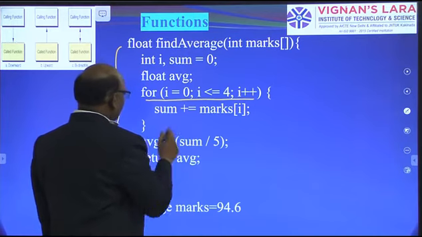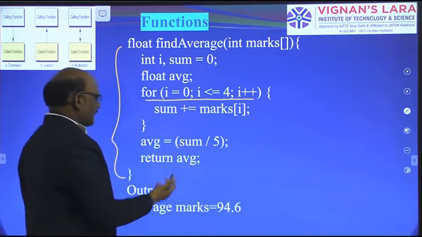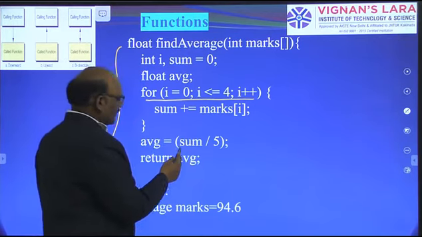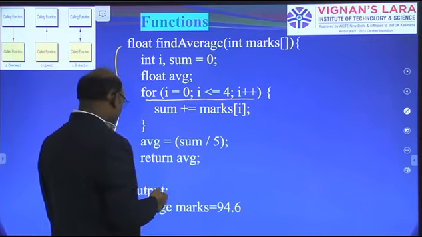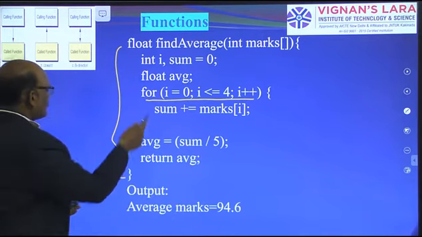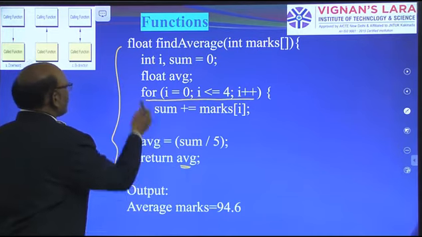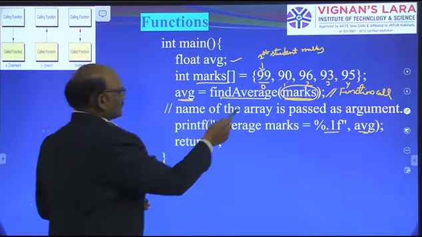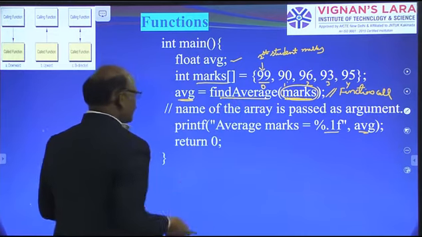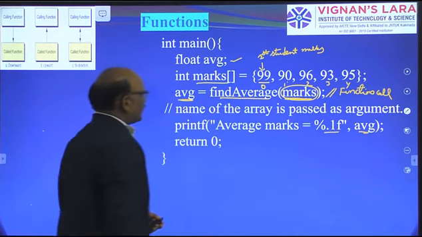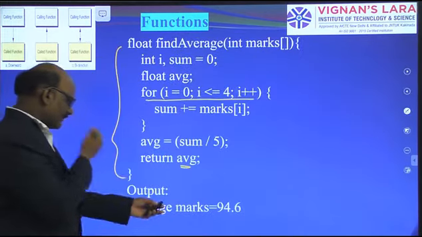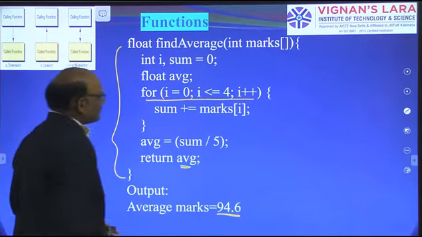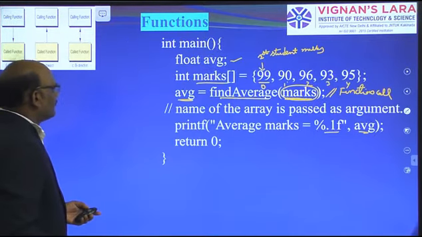Then after calculating the sum, you need to calculate the average. So average can be calculated as sum by 5, then return average. So this is the function. Finally, we return the average value, which is assigned to AVG, and that will be printed here. So here the value is 94.6. How will it be executed?